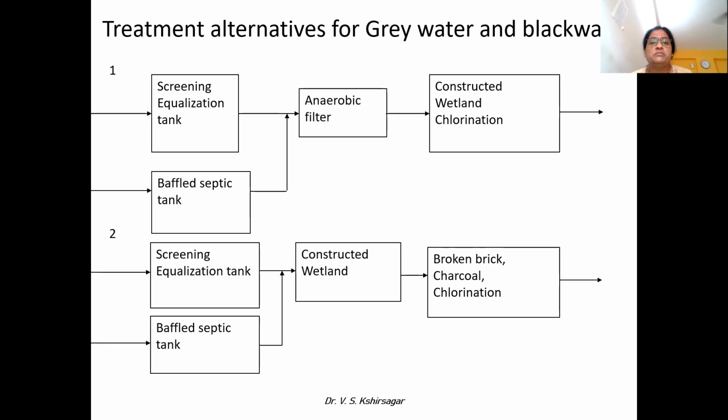And now, if gray water and black water are together, what kind of alternatives can we provide? Screening, equalization tank, then anaerobic filter, and then constructed wetland, chlorination. So this is one type. Another is screening, equalization tank, baffled septic tank. Water is allowed to pass through this as well as through that, and together it will be passed through the anaerobic filter, and then the constructed wetland, and chlorination is an important step.